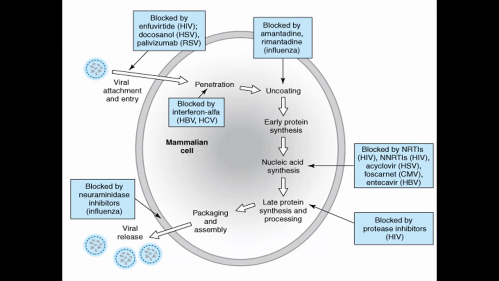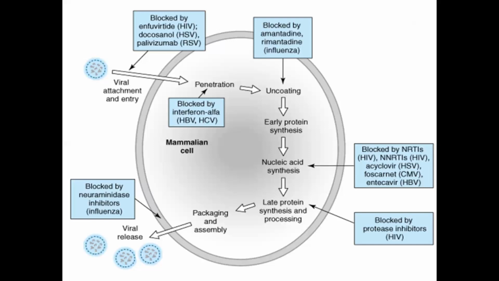So there are 4 phases of viral replication. Initially, the virus penetrates the cell. So viral attachment and entry, no? Then it penetrates the human cell, then it uncoats, and uncoating removes the envelope or capsid. So it will expose or release the viral DNA and RNA into the human cell.